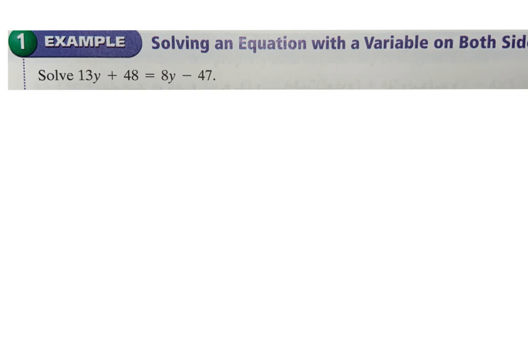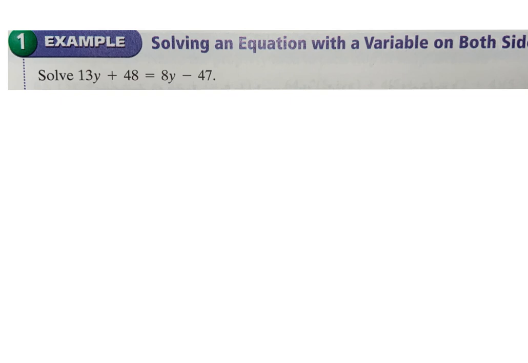So for me, I would actually move my 8y over and then my 48 over. So remember, when you move it across the equal sign, you have to change it, all right? We're actually trying to zero it out on one side and get it to the other. And whatever you do to one side, you have to do the same exact thing. So whatever it takes to zero it out on one side, you have to do that exact same thing on the other side.